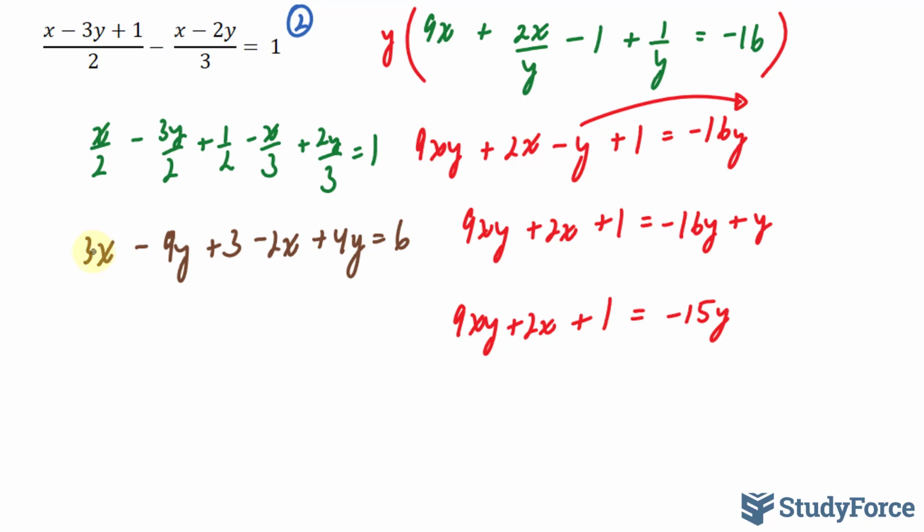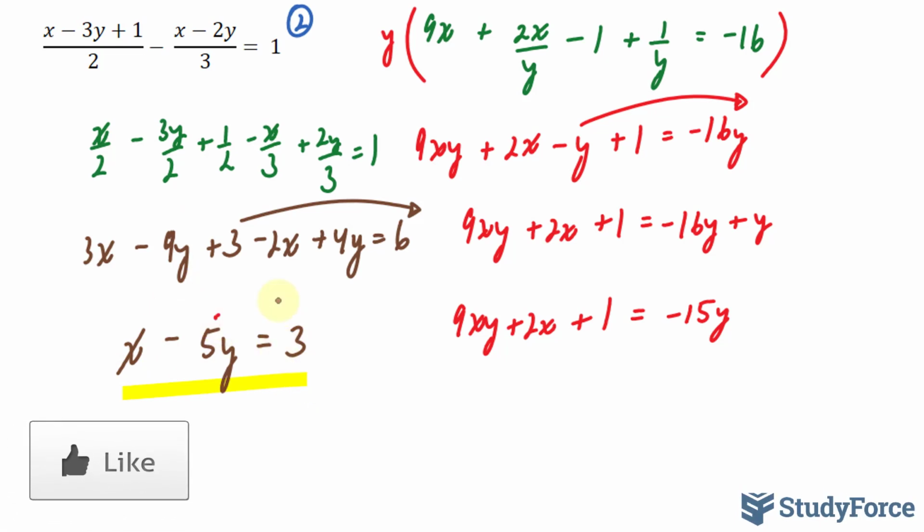Let's clean this up. 3x and minus 2x are like terms. That gives us simply x. Minus 9y plus 4y is minus 5y. And if I take this term over to the other side, I end up with 6 minus 3, which gives us positive 3. What I'll do is isolate for x in this equation. I'll take this minus 5y over, and we end up with x is equal to 3 plus 5y.